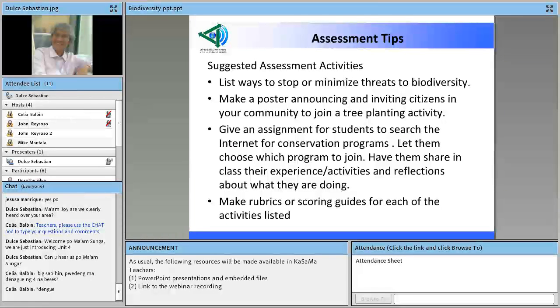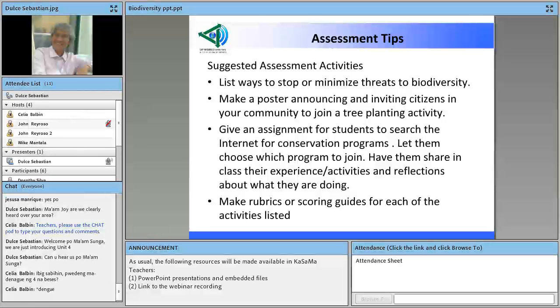Now, for the assessment, I am giving you some tips. You will know if your students have really learned about the topic by making them do the following. They can list ways to stop or minimize the threats to biodiversity, make a poster announcing and inviting citizens in the community to join a tree planting activity, and you can assign them to search the internet for conservation programs. Once they know about them, let them choose which program to join and then share in class their experience, activities and reflections about what they're doing.